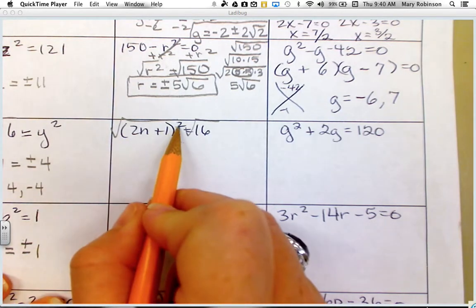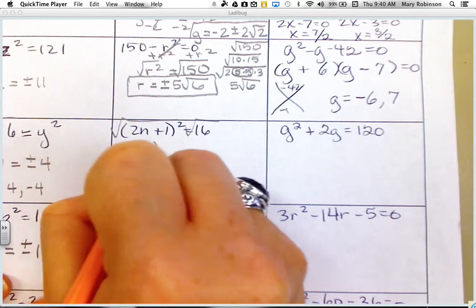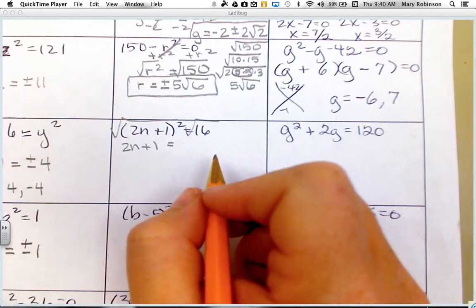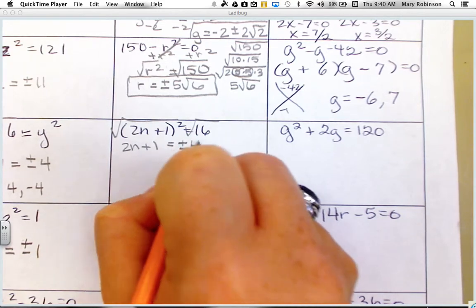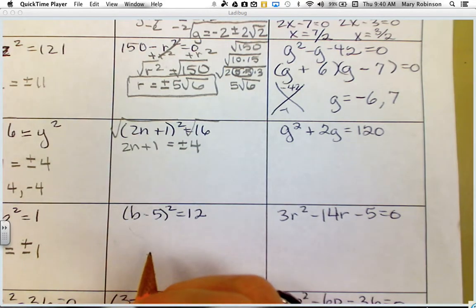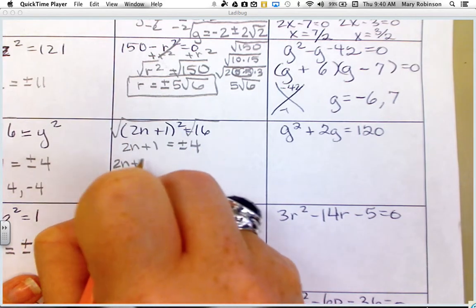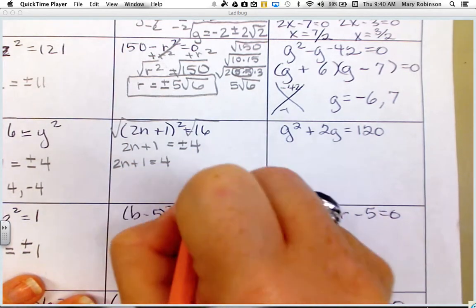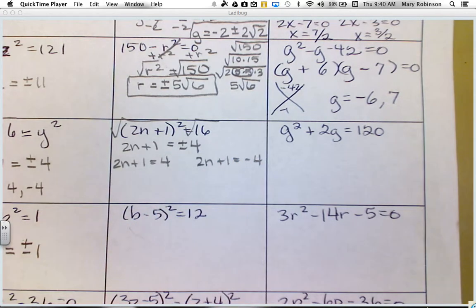Taking the square root of a square drops the square. So we're just left with 2n plus 1 equals 4. Plus or minus 4. Good, Andrea. Plus or minus 4. So that means we have 2n plus 1 equals positive 4, and 2n plus 1 equals negative 4. Can y'all each solve those now? Just solve your two equations, you've got your two solutions.